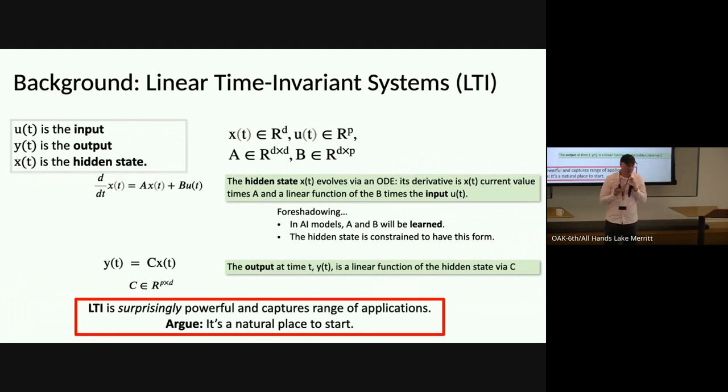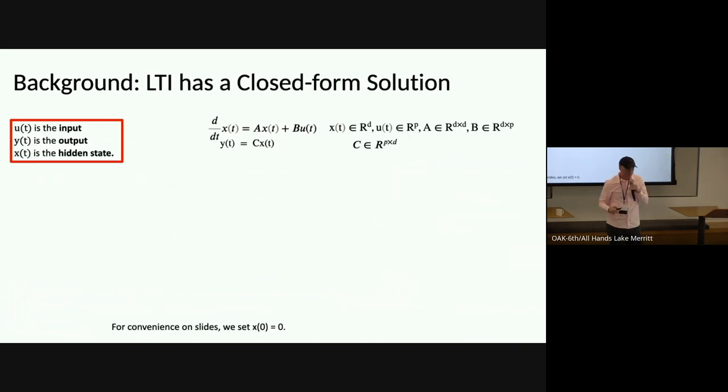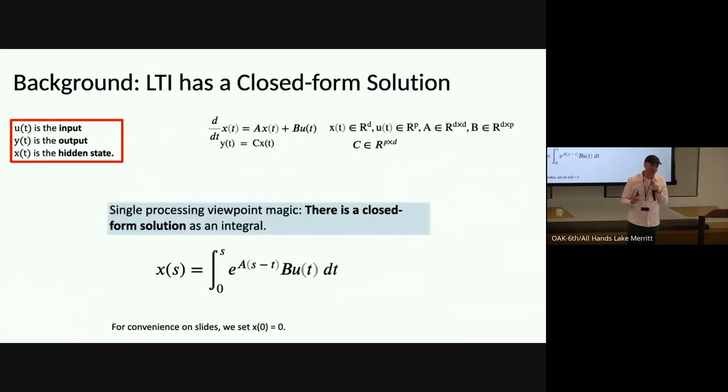LTI systems are a natural way to start. I'm not saying they capture all of nature. I'm just saying, might as well start here, and then we see where they're deficient. Now, one thing that's amazing about LTI systems, if you remember your integrating factors, they have closed form solutions. And you don't need to know how this closed form solution came up, but basically you can write them as this convolutional looking integral. Okay? So there's a closed form solution. So now we can understand and study exactly what's going on in that integral, and that tells us how our system is going to behave. And that's what we're going to use to develop basically all of the theory that comes next.